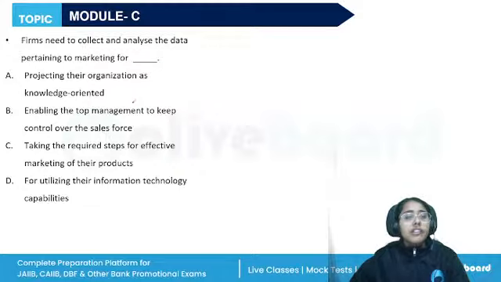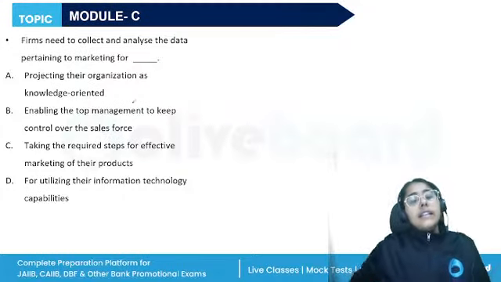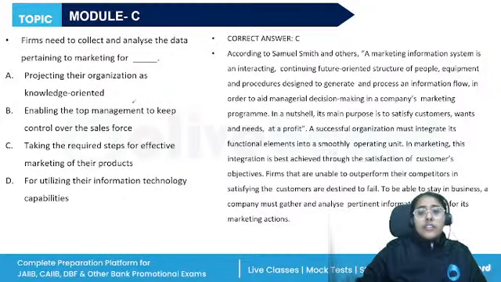Next question. Firms need to collect and analyze the data pertaining to marketing for. Why do the banks or the firms need to collect and analyze the data? For protecting their organization as knowledge oriented, enabling the top management to keep control over the sales force, taking the required steps for effective marketing of their products, or for utilizing their information technology capabilities. Which of the following is correct regarding why the firms need to collect and analyze the data pertaining to marketing? So the answer is C, taking the required steps.